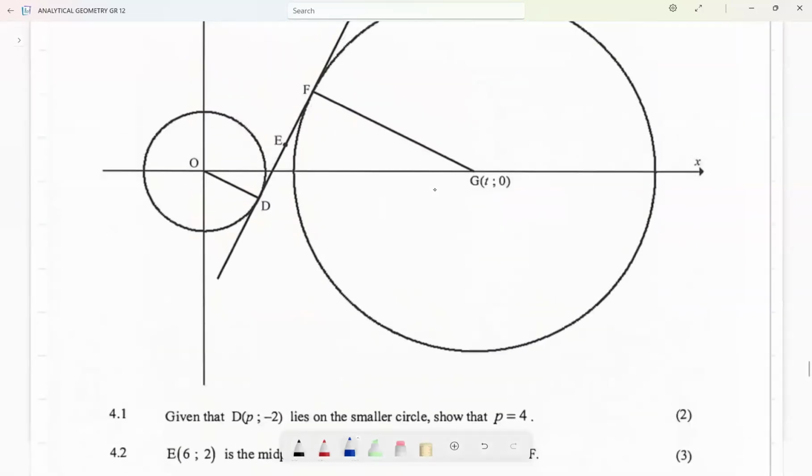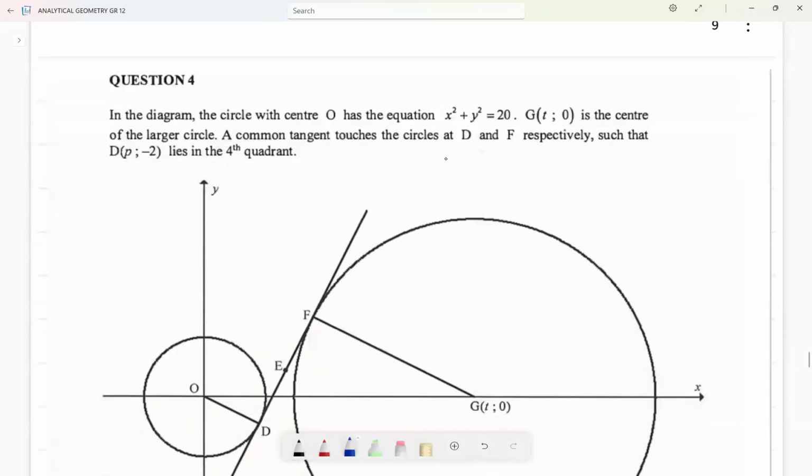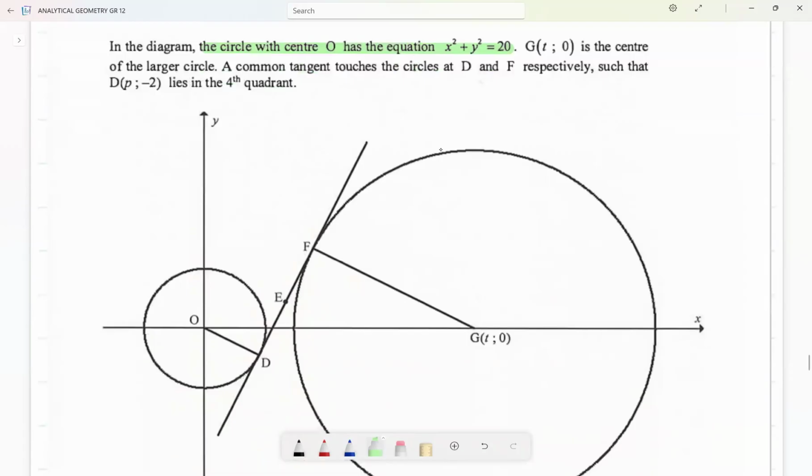Done. Last one for analytical geometry. In the diagram, the circle with center O has this equation. When you have an equation like this, the center is at the origin, 0 and 0. And then G is the center of a larger circle, and then there is a common tangent.